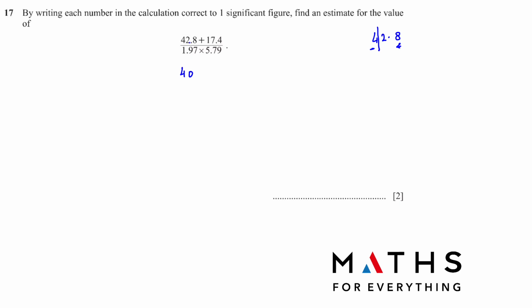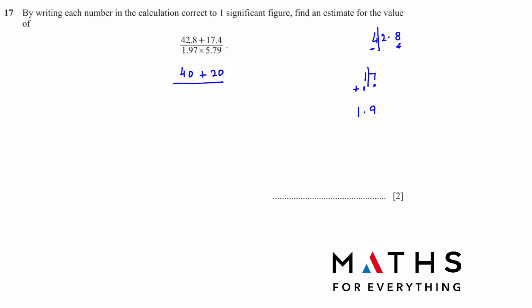The number of digits before the decimal does not change. 42 means there are 2 digits. So you cannot write 4. It will be 40. 17.4, the 0.4 we ignore. The second number is more than 5. If you have 5 or more than 5, when you round, you have to add 1 to the number before. So 1 plus 1 is 2. Again, there are 2 digits before the decimal, so don't forget to put your 0.